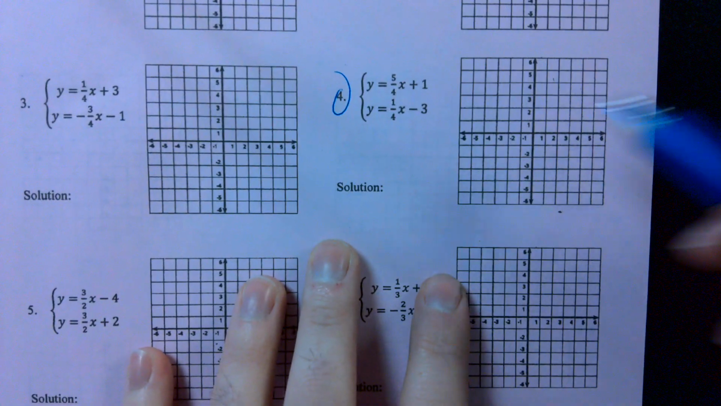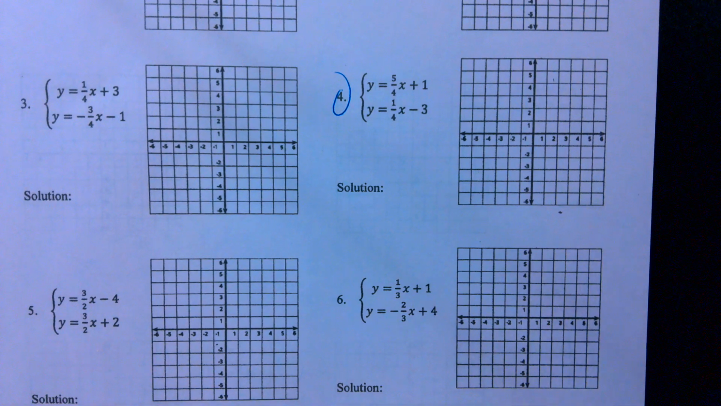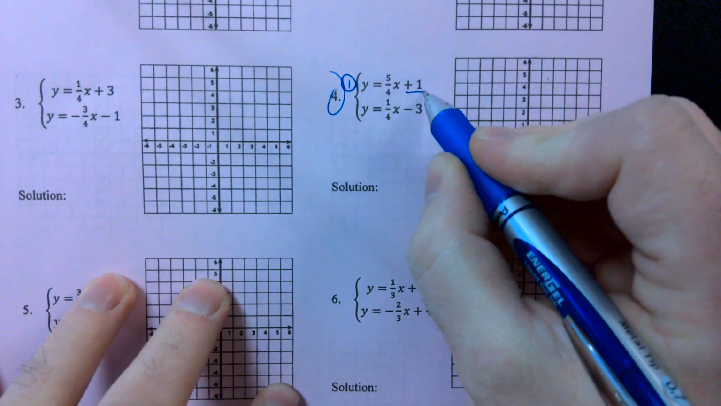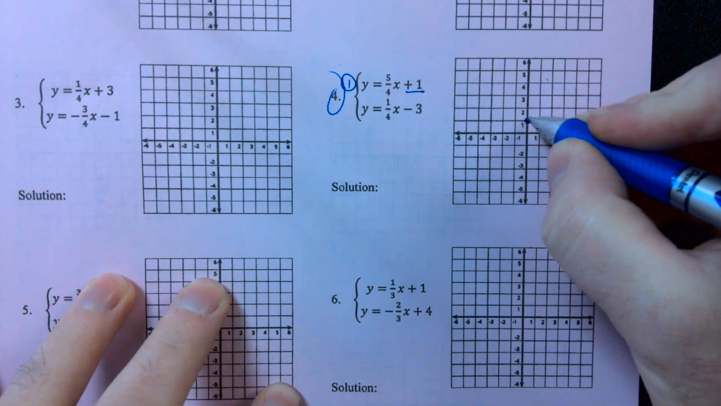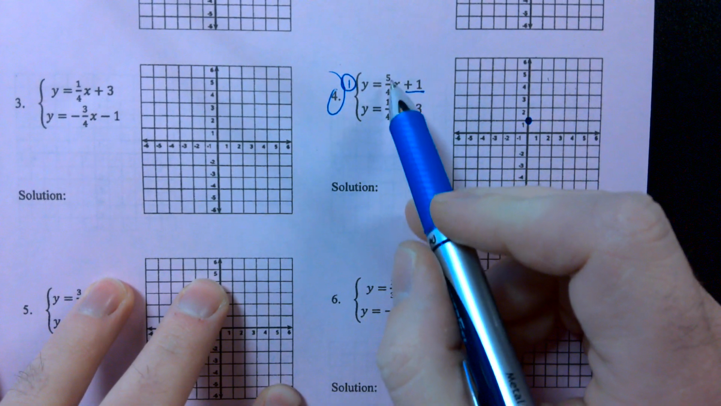Okay, number 4. I'm going to graph these 2 lines. My first line, I've got a y-intercept of positive 1. I'll make my point right there at positive 1. My rise over run is 5 over 4.